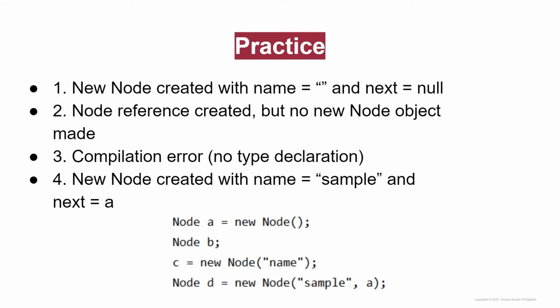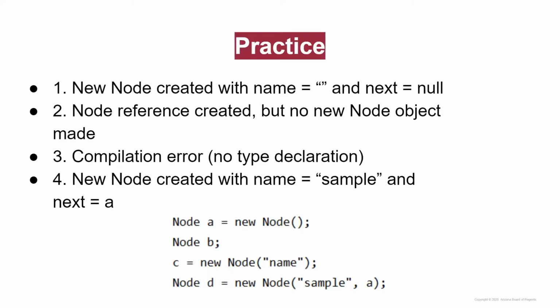Number 3, this third line here, we have C equals new node, and then in parentheses, name, in quotes. So you might think this looks good as a use of our info parameterized constructor. However, this is actually going to cause a compilation error because there's no type declaration for what C is. We always need type declarations in Java. So you would need to say node C, or else the compiler is not going to know what C is. And since Java is a strongly typed language, this is necessary or else it's going to crash.